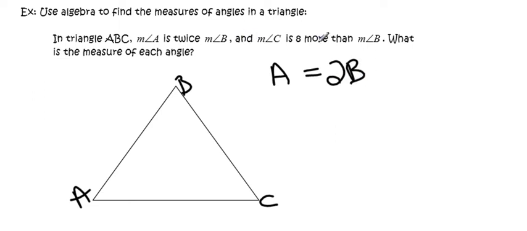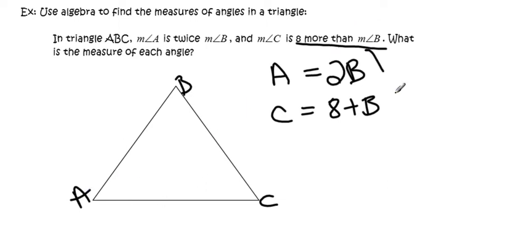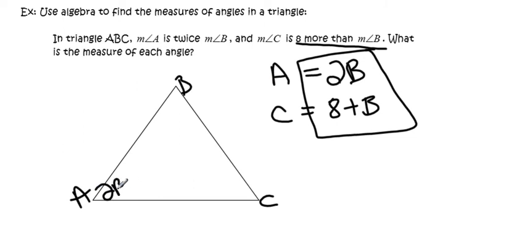And the measure of angle C is 8 more than B. So I take B and add 8 to it. What is the measure of each angle? So first let's start by labeling each angle with how we labeled it up here. So angle A is going to be 2 of B's. Angle C is going to be 8 more than B.